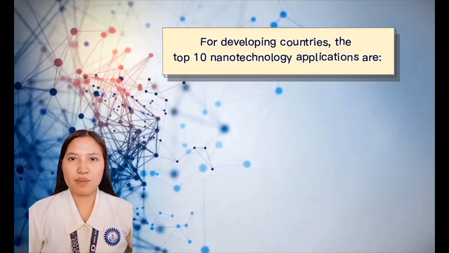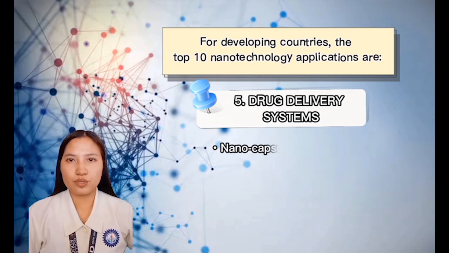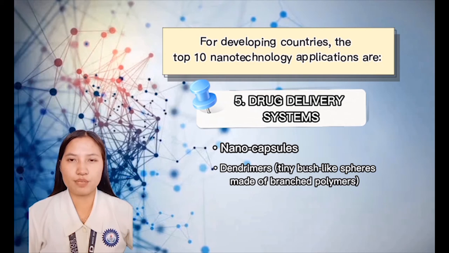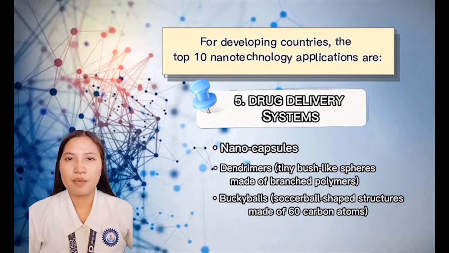Next is number 5, which is the drug delivery systems. Nanocapsules, dendrimers, or the tiny bus-like spheres made of branch polymers, and buckyballs, or the soccer ball-shaped structures made of 60 carbon atoms, for slow, sustained drug release systems, characteristics valuable for countries without adequate drug storage capabilities and distribution networks. Nanotechnology could also potentially reduce transportation costs and even required dosages by improving shelf life, thermostability, and resistance to changes in humidity of existing medications.